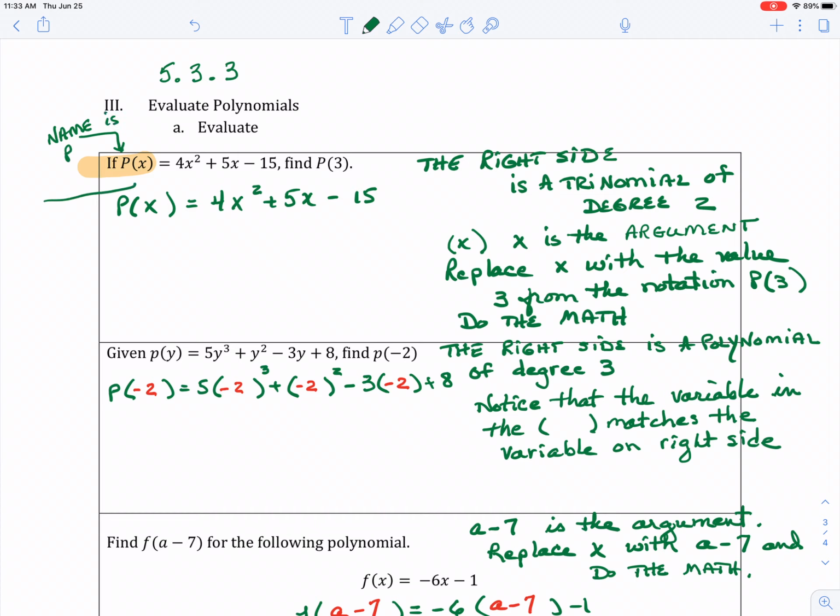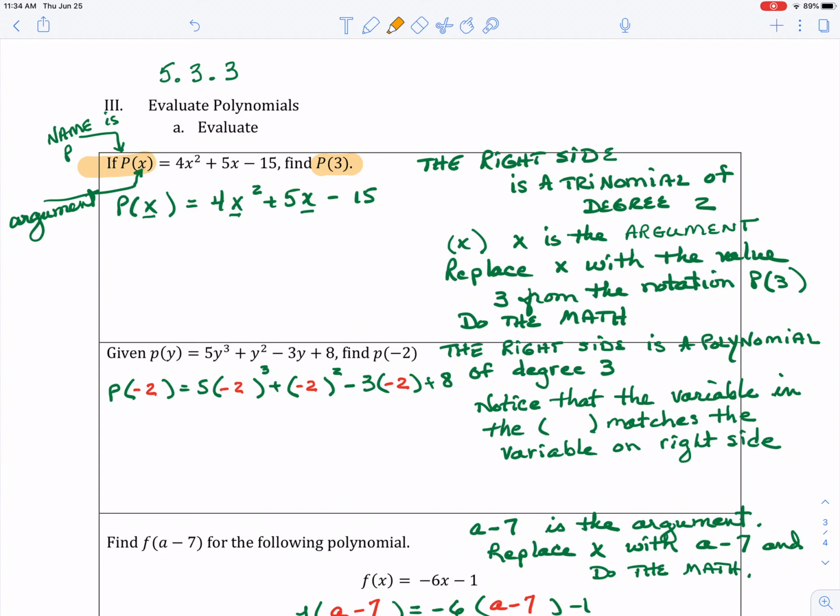And this value that sits inside the parentheses is called the argument. And generally you'll see that whatever's inside the parentheses, the letters over on the other side will match that. You'll talk more about this when you start to talk about function notation. And here you can see that we are asked to find p of 3. So now it's not an x anymore, it's a specific value.